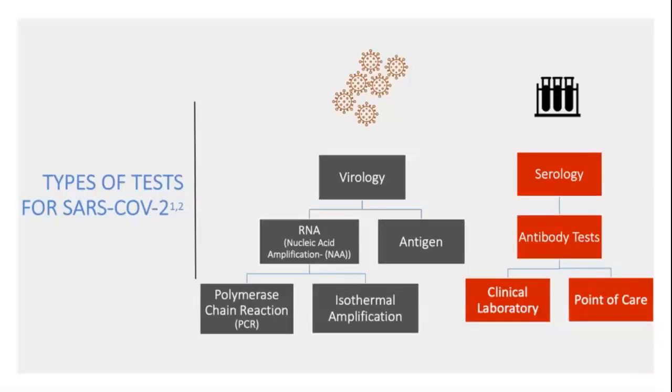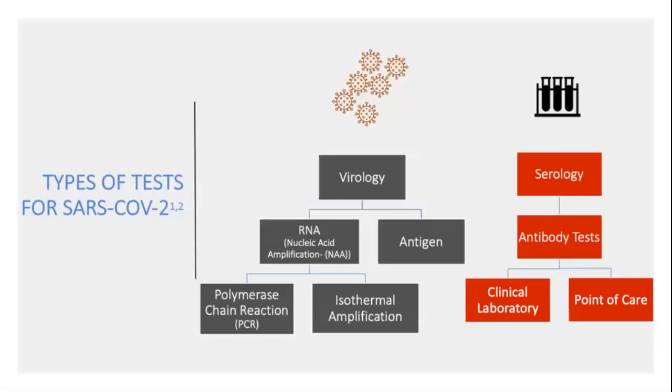So looking at the tests themselves, we can see they fall into two distinct categories. First, we have tests that are looking for the virus itself to determine if a person is currently infected. These tests are falling under the category of virology, which I'm showing on the left here. And the two main types of virology tests are RNA tests, which are nucleic acid amplification tests, or antigen tests. RNA tests are also subdivided into two categories, and those are PCR and isothermal amplification.